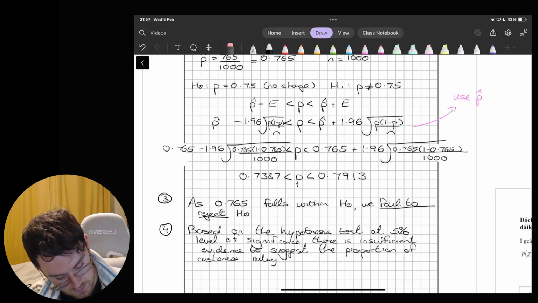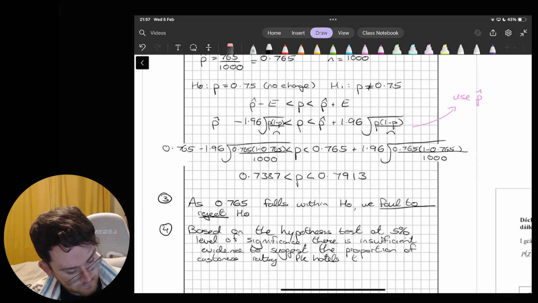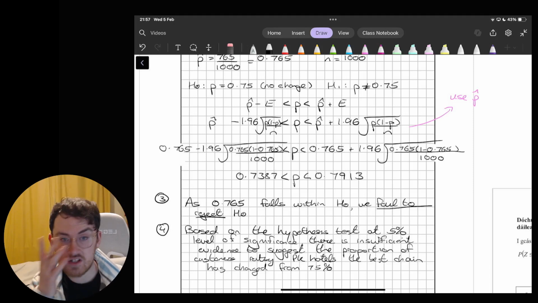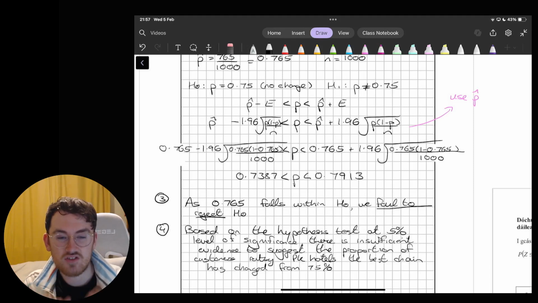rating Peak Hotels the best chain has changed from 75%. So we're basically saying here, because we've failed to reject, that there's not enough evidence for us to say that it has changed. So we can't say with certainty that it has changed. Doesn't mean it hasn't, but we can't say that it has.